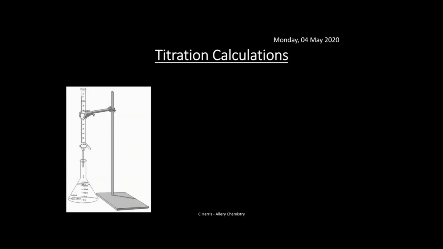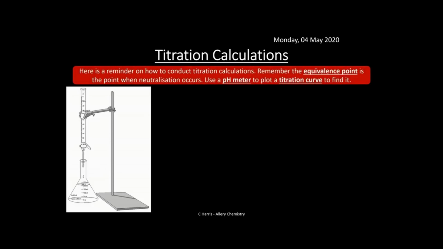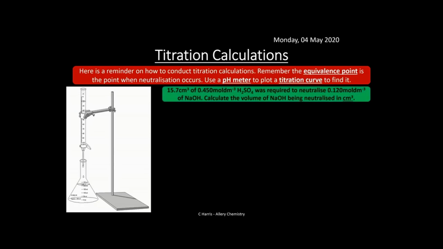Okay, so it wouldn't be titrations without calculations. So we're going to look through some of the calculations of titration methods here. This is just a bit of a reminder, because you would have seen this in year one. Remember, the equivalence point is the point at which neutralization occurs. A pH meter is really used when you want to plot a graph to show this.